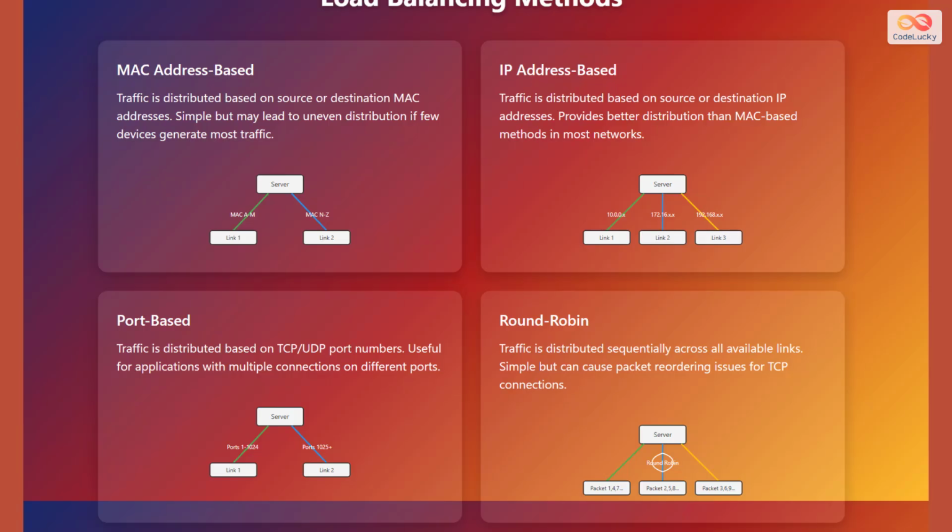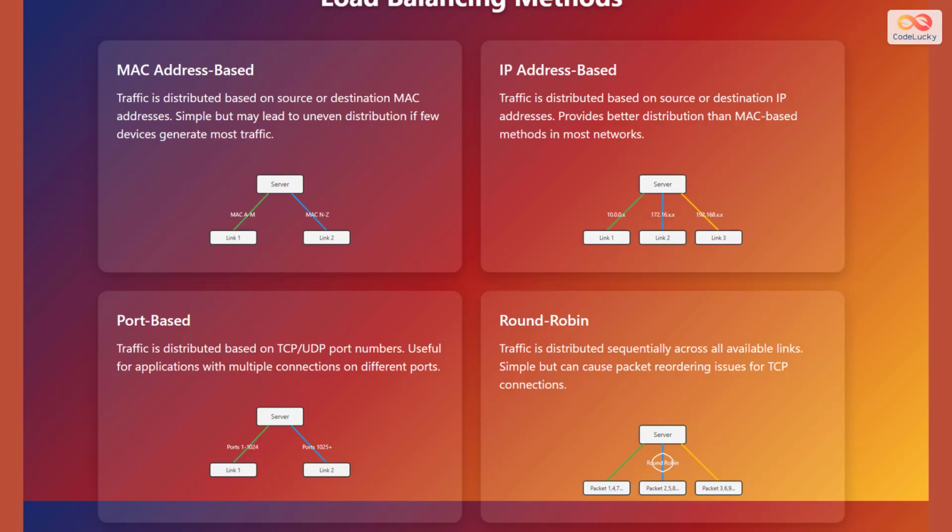Let's explore some common load balancing methods used in link aggregation. First, we have MAC address-based distribution, where traffic is distributed based on source or destination MAC addresses. This method is simple, but may lead to uneven distribution if only a few devices generate most of the traffic. Next is IP address-based distribution, where traffic is distributed based on source or destination IP addresses. This provides better distribution than MAC-based methods in most networks.